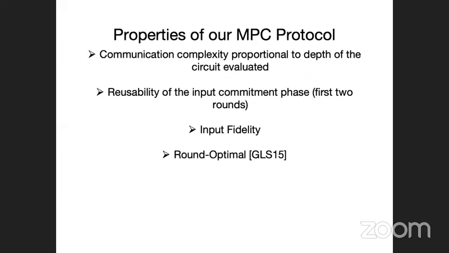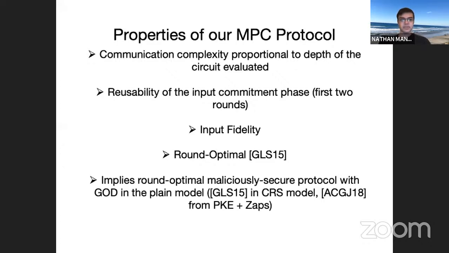Moreover, our 3-round protocol is round optimal because of a lower bound of Gordon et al. that showed that it's impossible to have guaranteed output delivery in 2 rounds, even with the CRS. And if you instantiate the threshold mixed adversary with a standard adversary that only has malicious corruptions, our protocol immediately implies a round optimal, maliciously secure protocol with guaranteed output delivery in the plain model from learning with errors.